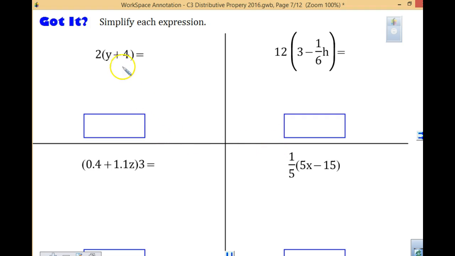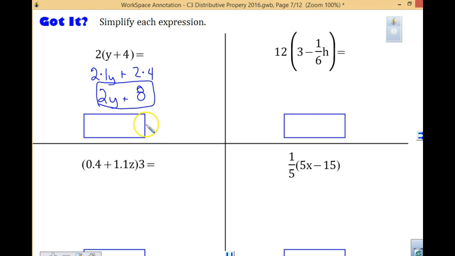So, if we start this one, to simplify the expressions, we want to take 2 times, what number's in front of this y if there's no number? 1. So that means 2 times 1y plus 2 times 4. 2 times 1y does give us 2y plus 4 times 2, 8. This would be my simplified answer.